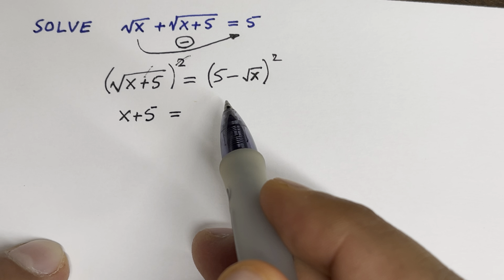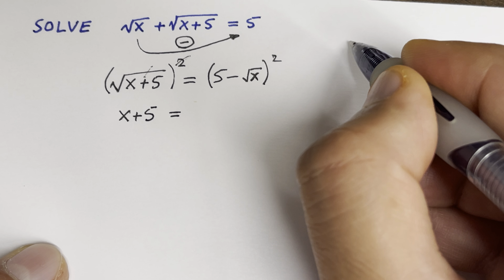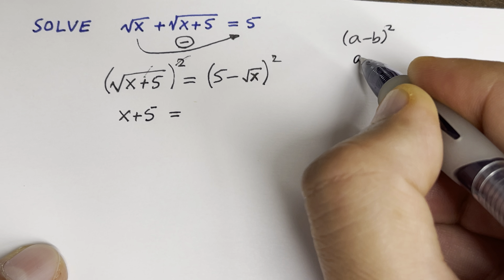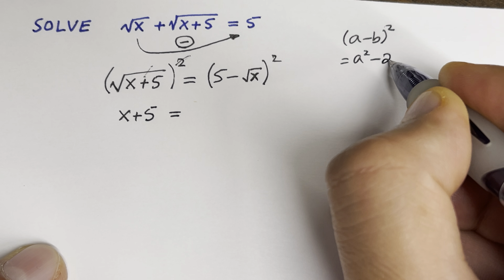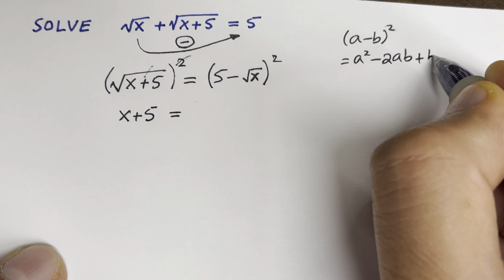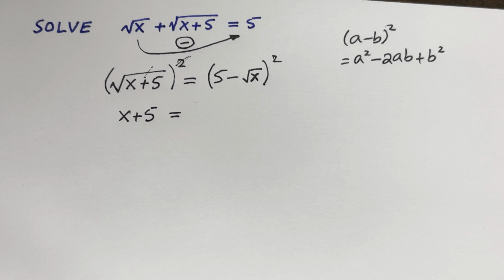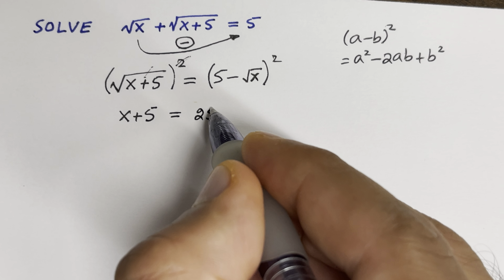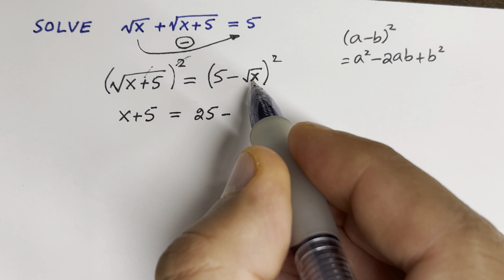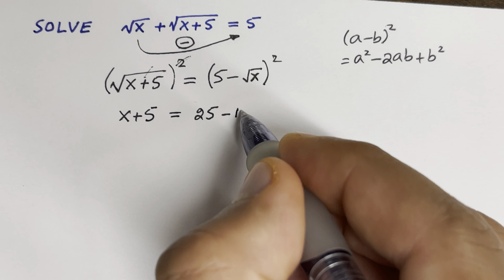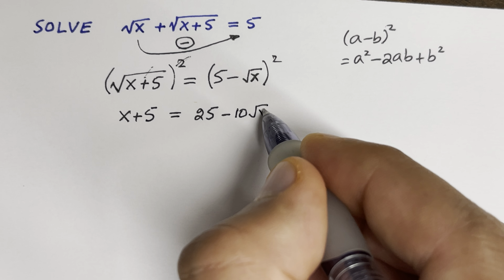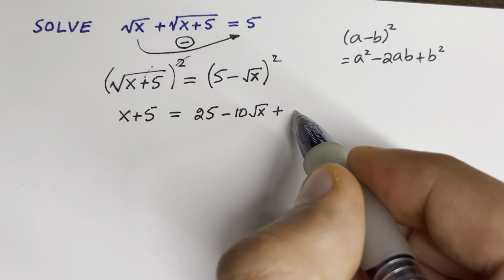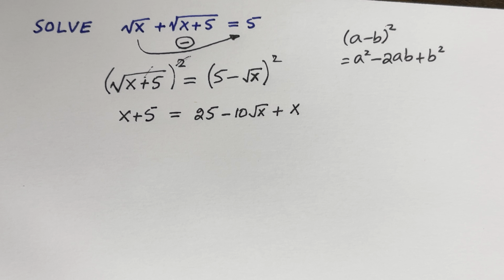So we have this square on the right hand side, but we know this formula, a minus b whole square, which is a square minus 2ab plus b square. So let's use this formula. So we have the square of the first term, which is 25, minus 2 times the first term and the second term. 2 times 5 is 10, and the second term is square root of x, plus the square of the second term, which will be equal to just x.